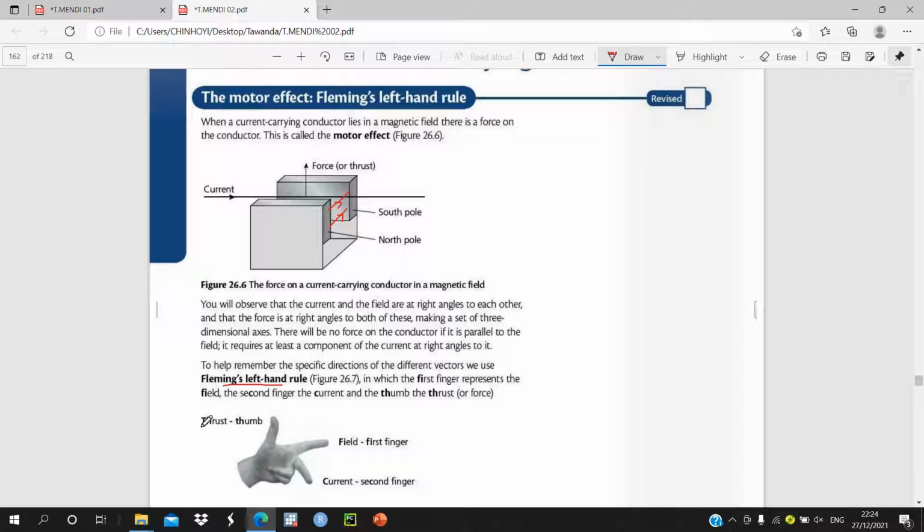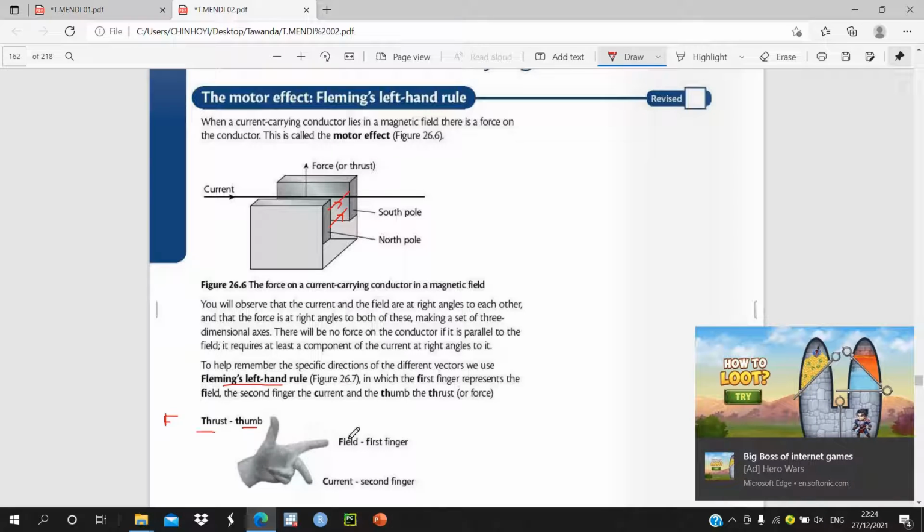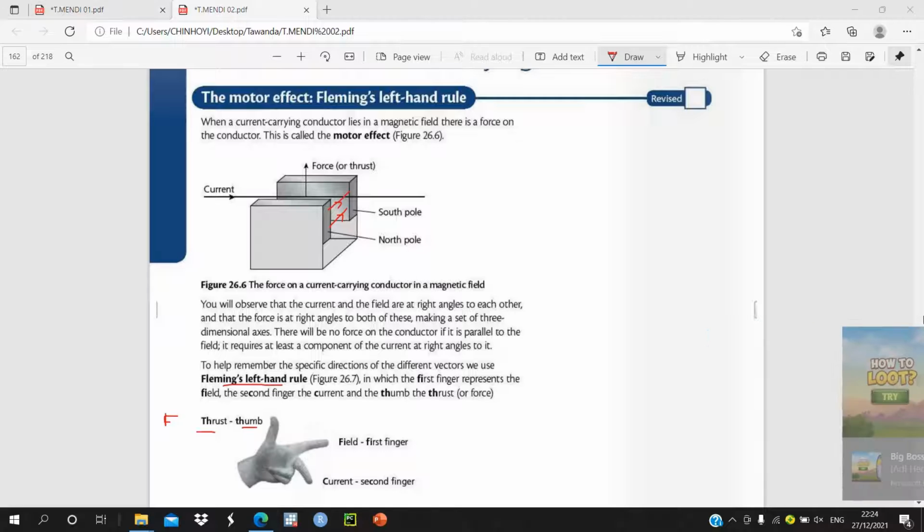The thumb represents the thrust, which is the direction of the force experienced by the conductor. The first finger represents the direction of the field, like in this case, and the second finger represents the direction of the current. So if the current is moving in this direction and the field is in this direction, then the force experienced will be in the upward direction.